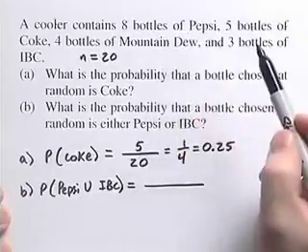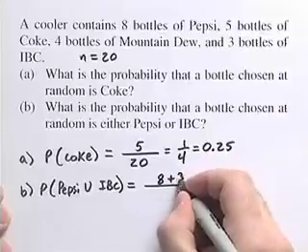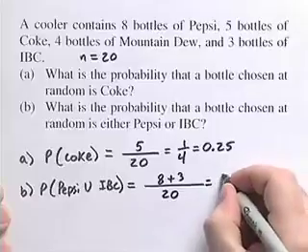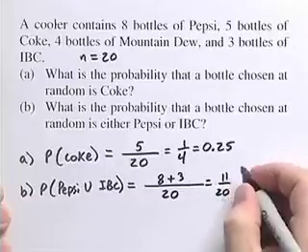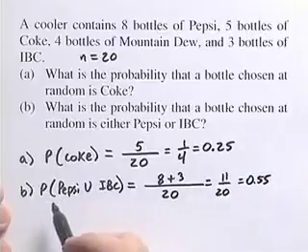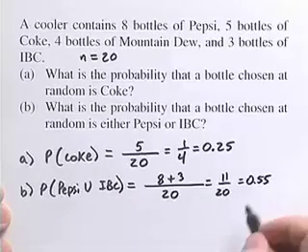There are 8 bottles of Pepsi, and there are 3 bottles of IBC, so we'll have 8 plus 3. And again, there are 20 total bottles to select from. This gives us 11 divided by 20, which is equal to 0.55. So the probability that a bottle chosen at random is either Pepsi or IBC is 55%.